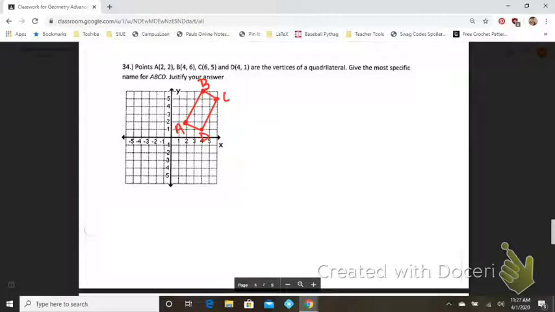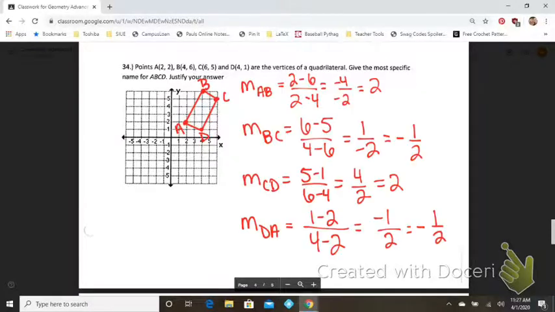So I am going to pause this while I write out the work finding the slope for each one of these lines. All right, here I have shown all of the slopes. So I just went around the quadrilateral, AB, then BC, then CD, then DA. Found all my slopes. So this tells me that this is a parallelogram because the slope of AB and CD were the same. They were both 2. That means those are parallel.